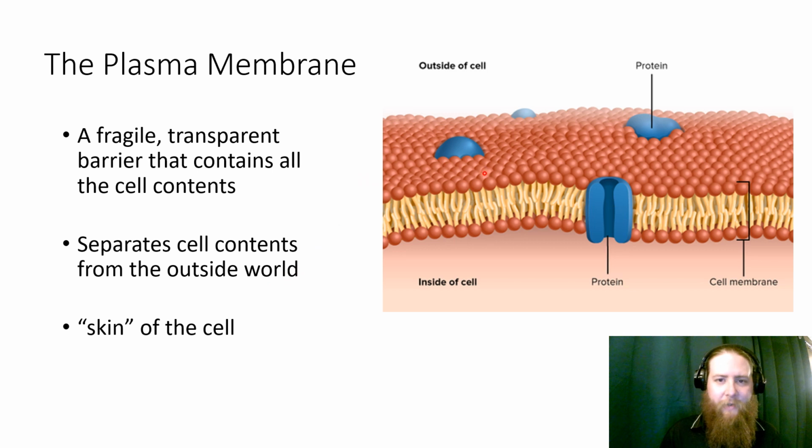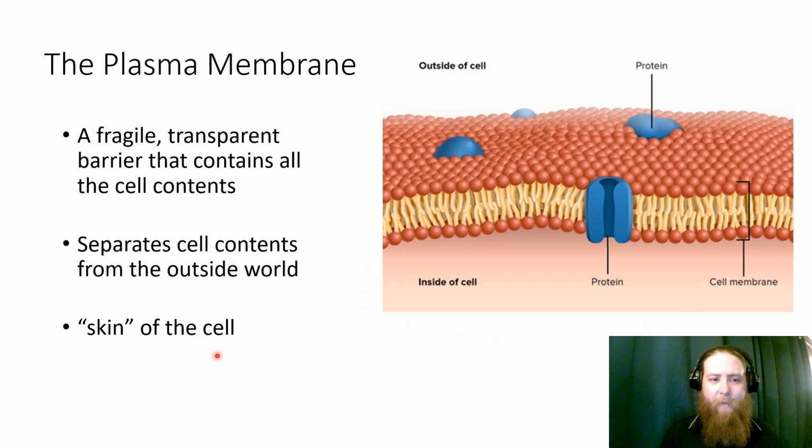This is an image here of the plasma membrane, kind of simplified. It is a fragile, transparent barrier that contains all cell contents. We can see through the plasma membrane, so it is not super, super thick, but it does separate the outside of the cell and the inside of the cell, creating this compartmentalization. And this compartment here can have different proteins, it can have different sugar concentrations, salt concentrations, all of that stuff.